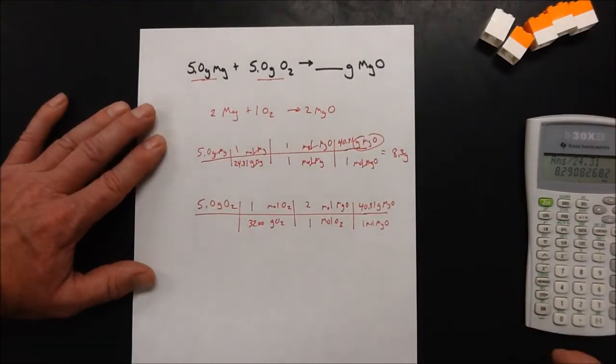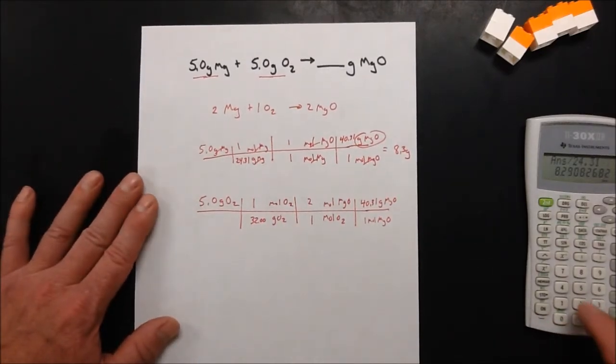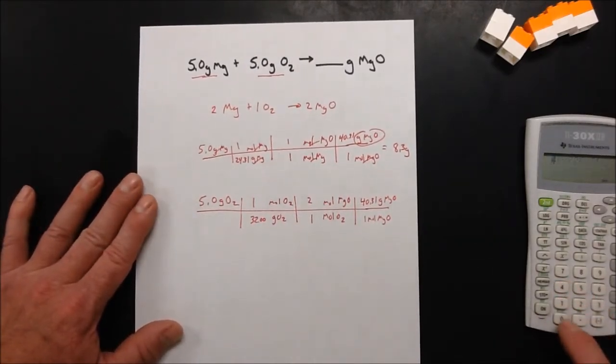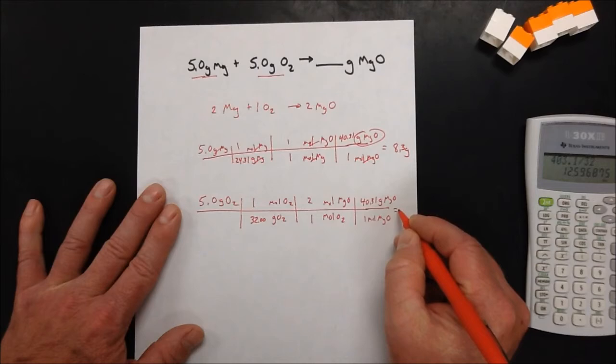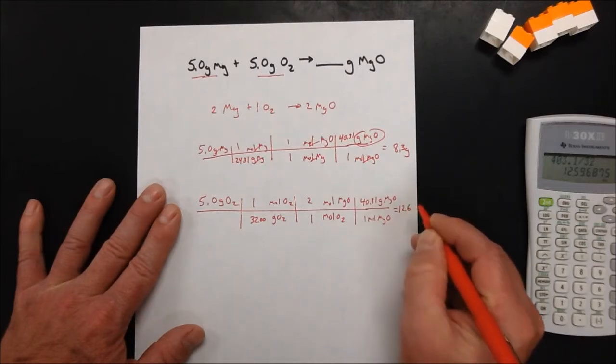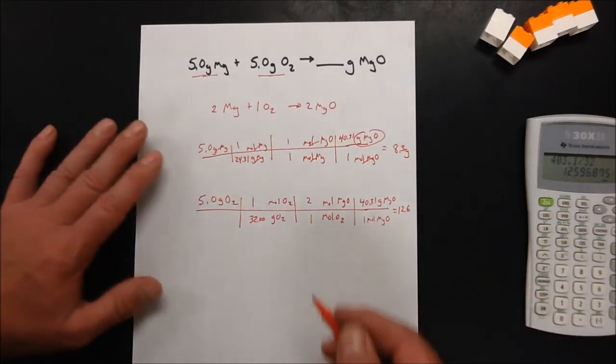And now I'm ready to grab the calculator and crunch the numbers again. 5 times 2 times 40.31 on top is 403.1. And then on the bottom, 32 times 1 times 1 is 32. And that gives me 12.6 grams of magnesium oxide. So if I take a look at this, one gives me 8.3, the other gives me 12.6.